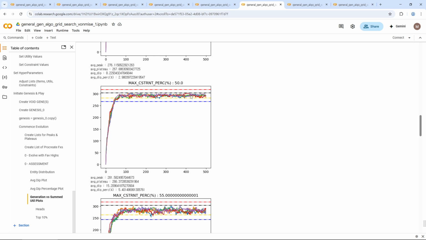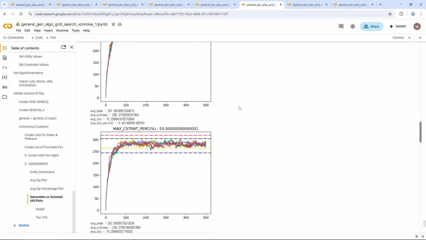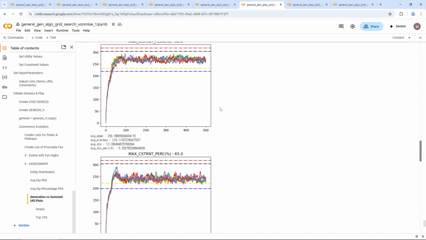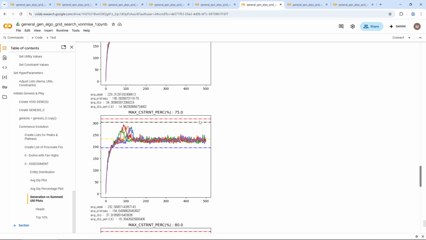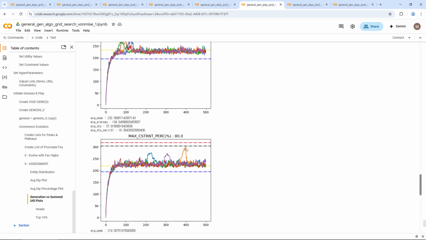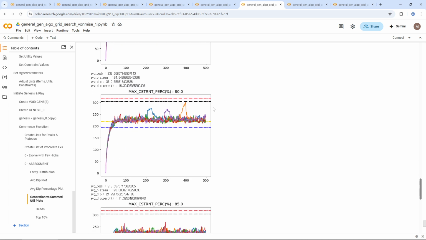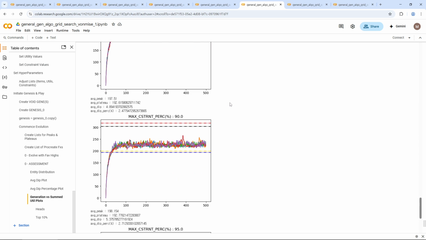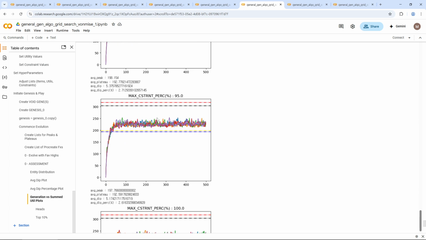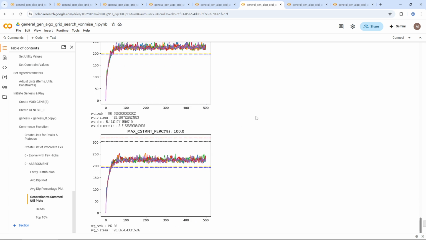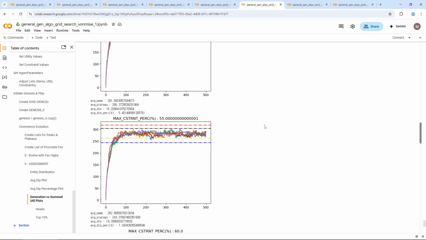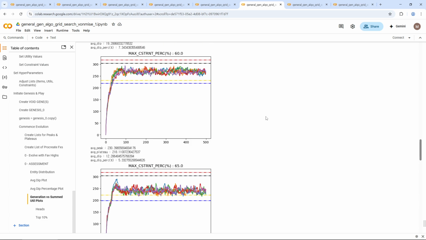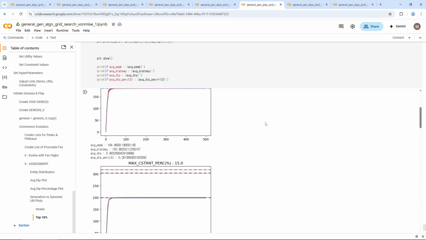At 50% we almost did. Maybe we did or not. At 55 we did. At 60 we didn't. 65 we didn't. 70 we didn't. 75 we didn't. 80 we almost did. So this is unusual, so we have to look at 80. 90, nope. 95, no. 100, no. So 85, 50, 55 and 85. We look at that, go straight to it.